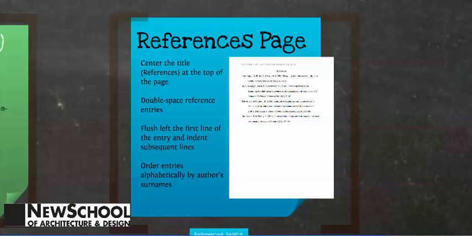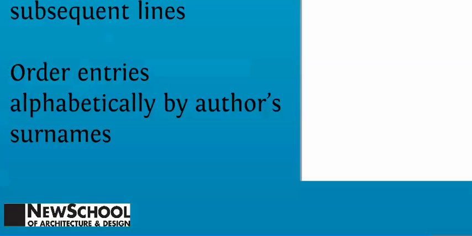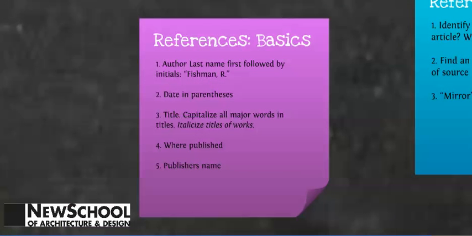References. The references should begin with a title, References. Double-space the entries. For each entry, the first line should be flush left with the margin, with all subsequent lines indented. Entries should be listed alphabetically by the author's last name, as shown here. There are 5 basic pieces of information to include in a reference: the author's name, the date, the title, where it was published, and who published it. Authors are listed by last name, with initials for first names. Dates follow in parentheses. Titles should be italicized.